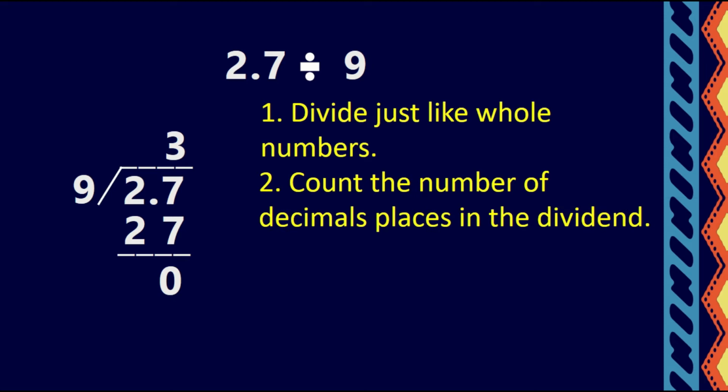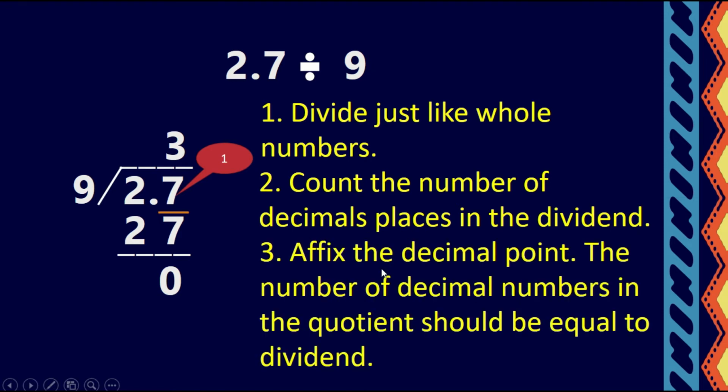Step 2, count the number of decimal places in the dividend. So our dividend is 2.7. How many decimal places do we have? We only have 1. Since we have 1 decimal place in the dividend, we're going to affix the decimal point. The number of decimal places in the quotient should be equal to that of the dividend. So we have 1 in the dividend, so we should have 1 in the quotient. So the answer is 0.3 or 3/10.